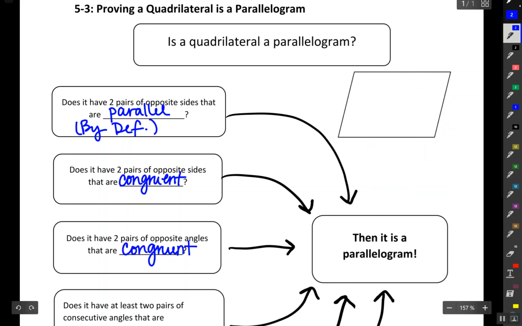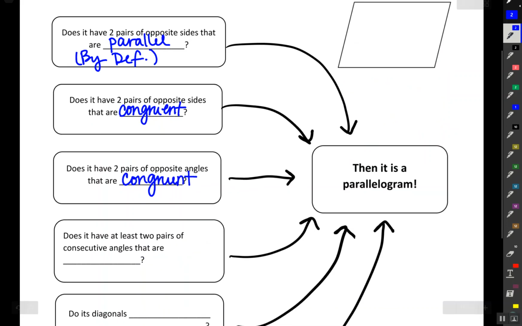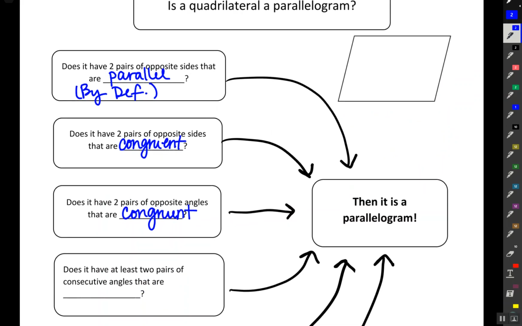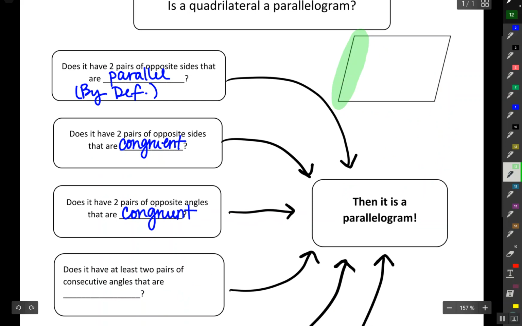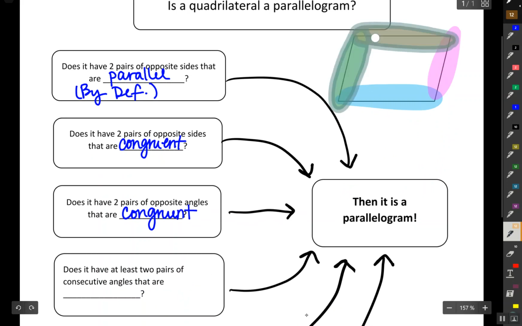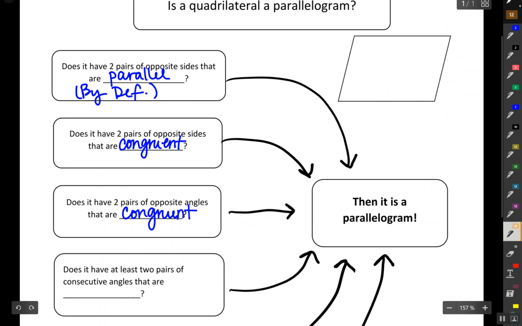All right. Next, consecutive angles. Consecutive angles, remember, are the angles that are next to each other. So for example, this pair right here is a pair of consecutive angles. This is also a pair. This is a pair. This is a pair. So you have four pairs of consecutive angles. So let's go ahead and take a look at some examples.